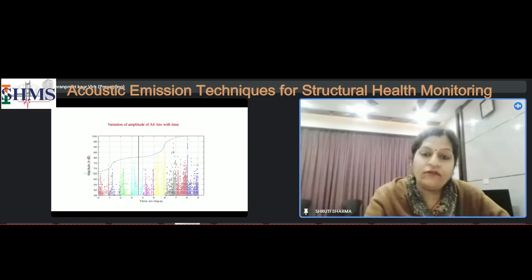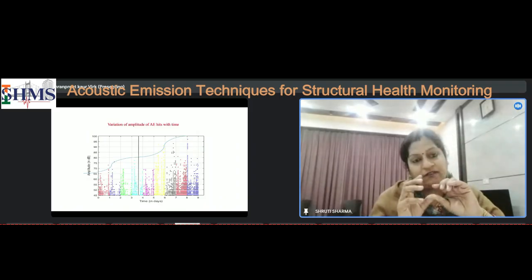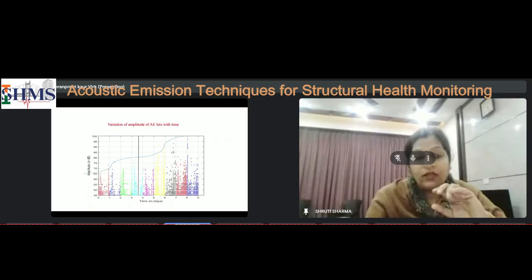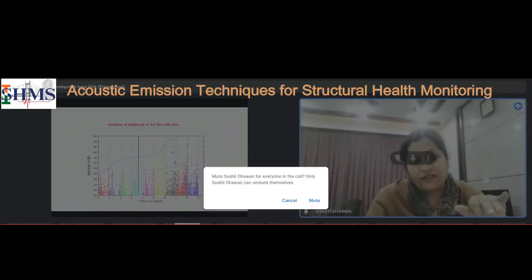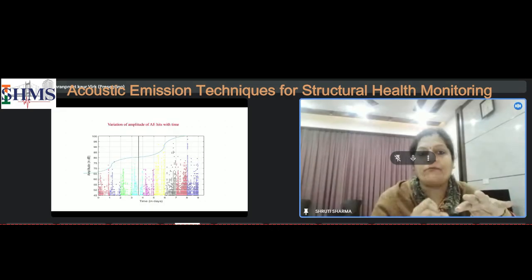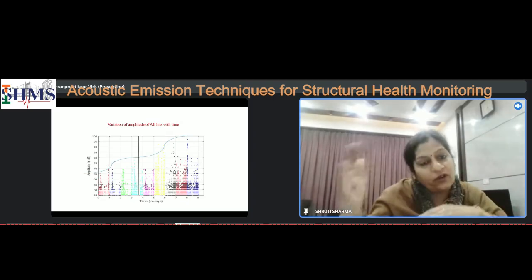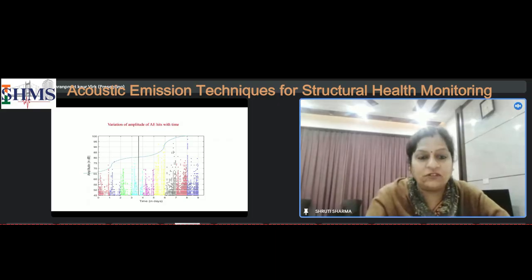And the amplitude of the AE hits, this graph, also indicates the damage level quantitatively. In the initial 1 to 3 days, the average amplitude of the hits is around 45 to 50 dB, whereas in the later stages it shifts to 65 to 75. So if we are able to record the number of events and their amplitudes, we can also get an idea of the level of cracking or damage in the structure.